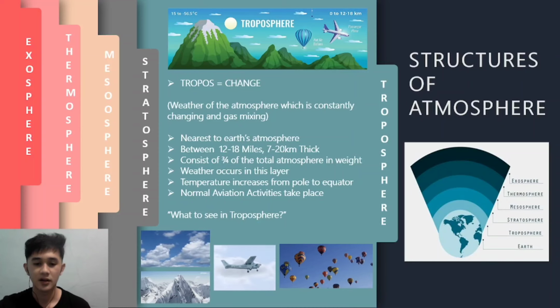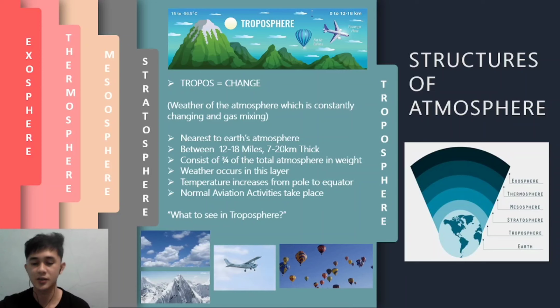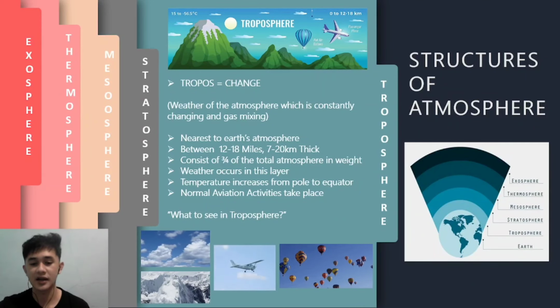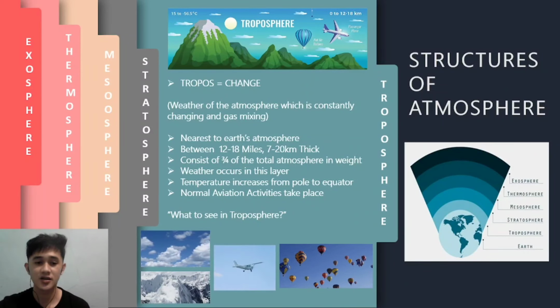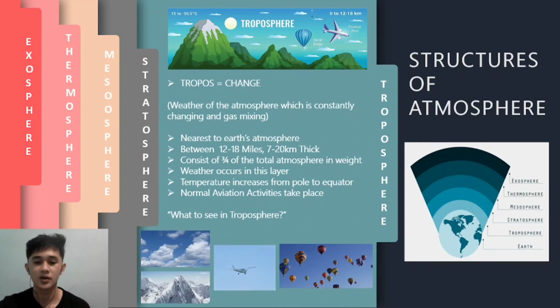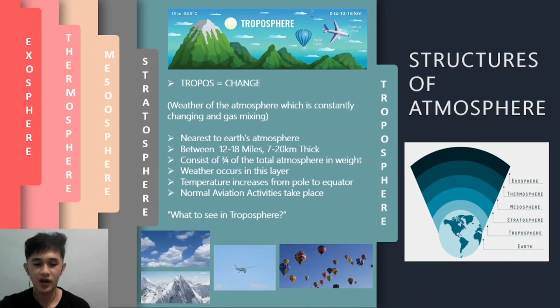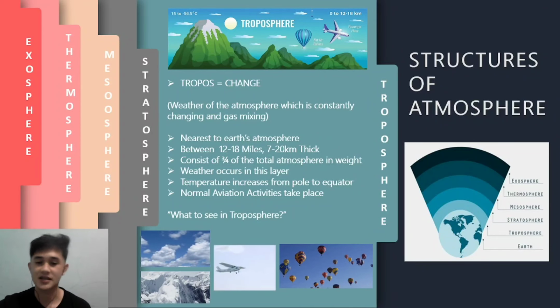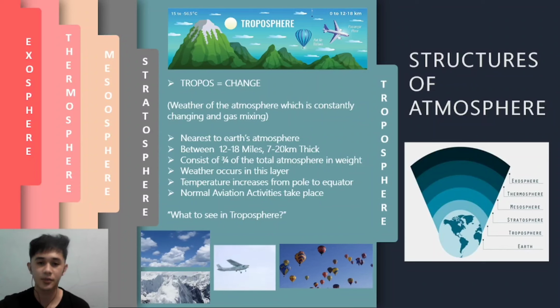Dagdag pa dito, nagaganap dito yung normal aviation activities, kagaya ng mga Cessna and other commercial aircraft. So this layer is also where the weather of the atmosphere is constantly changing and gas mixing. Ano nga ba yung makikita natin sa troposphere? Ang makikita natin sa troposphere are Cessna, hot air balloon, clouds, and even Mount Everest.